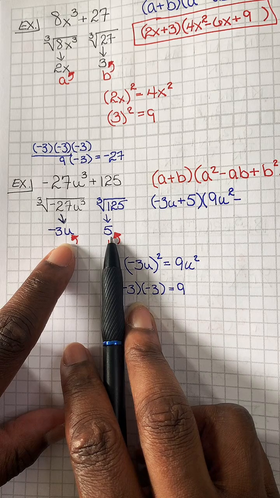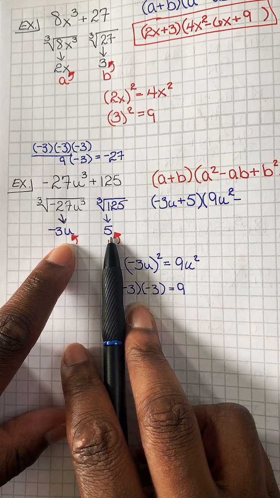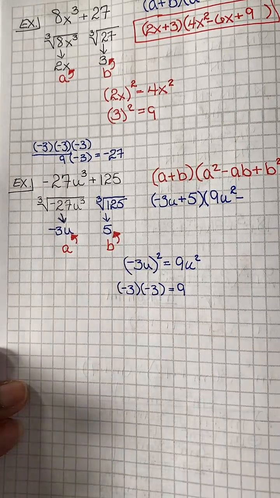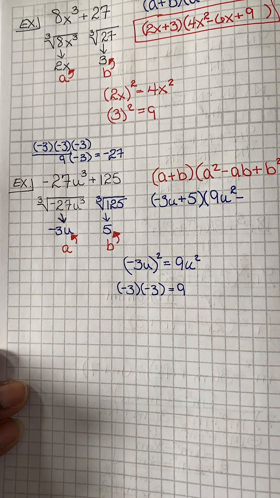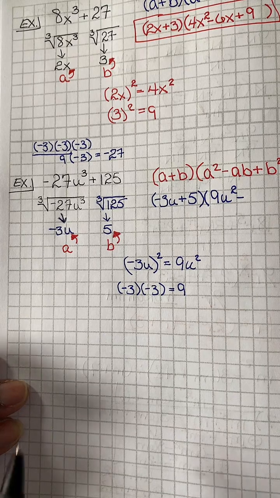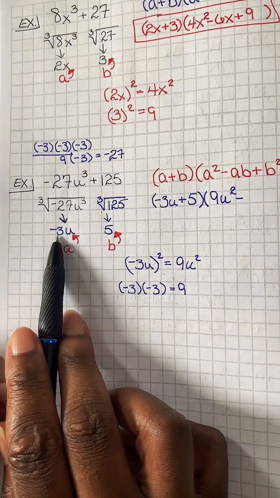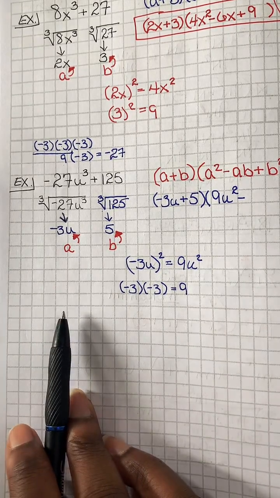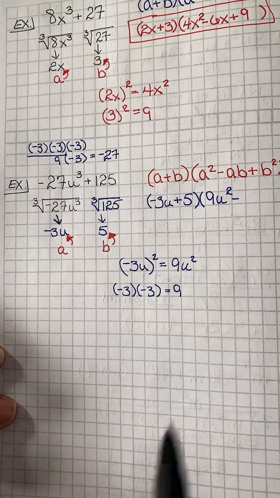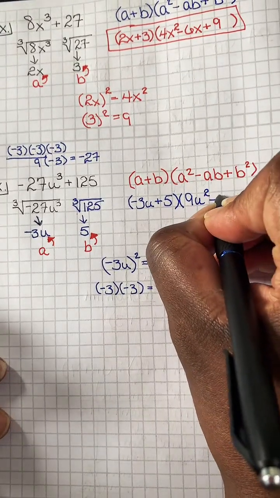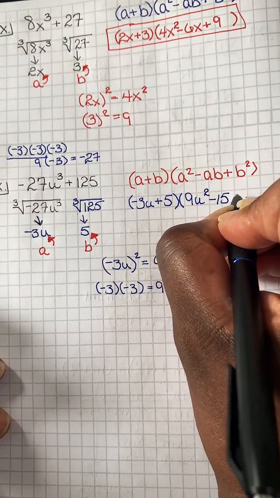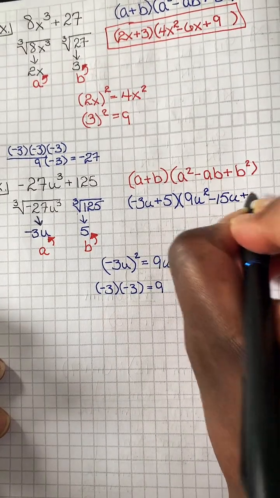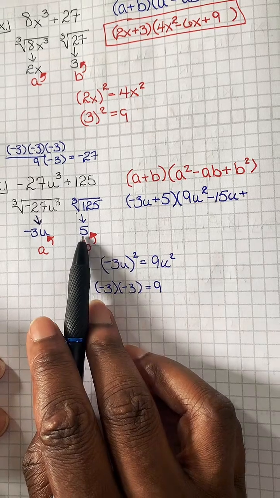Okay, so negative 15u. Good. Don't forget the negative because the 3 is negative. All right, negative 15u. There we go. So we got our negative and we bring down our 15u. Now, bring down the plus. Now let's square our b.